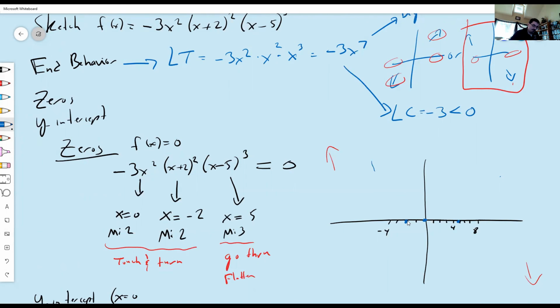Now note, at minus 2, we have multiplicity of 2, so it's going to hit that and turn around. Come down, hit that, bounce up. Now I have to turn around somewhere between minus 2 and 0, so I can come back and hit the x-intercept of 0. At 0, I have multiplicity of 2, so we're going to bounce back up. And now I have to turn around and go through at plus 5 because it has an odd multiplicity. We're going to flatten out a little bit, so we'll come through here, flatten down, and keep going. And that's something of what our sketch will look like.